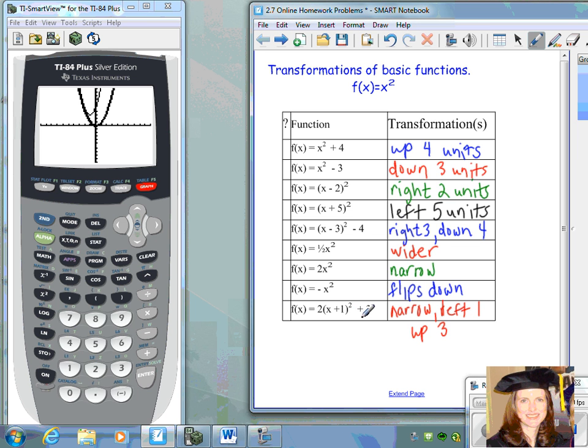So when you practice these, hopefully you'll be able to do these without a calculator, just by looking at the equation and identifying the types of transformations that occur.